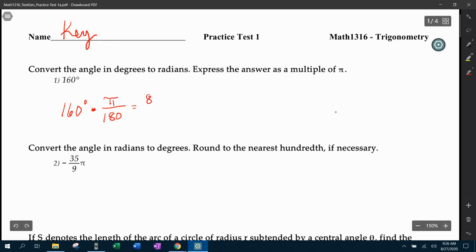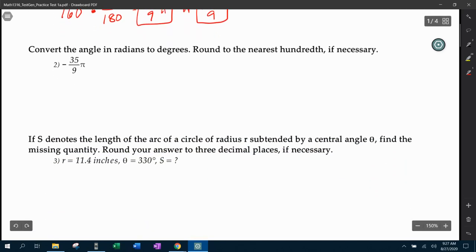8/9 pi, or you could say 8 pi over 9. Either one of those is correct. They both mean the same thing. And that's it for question number 1.